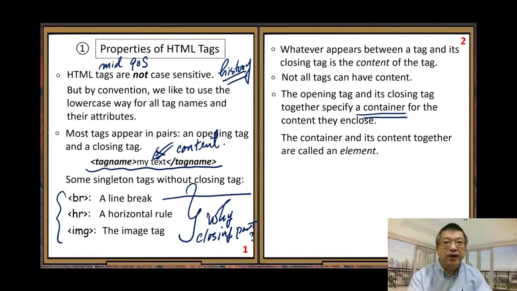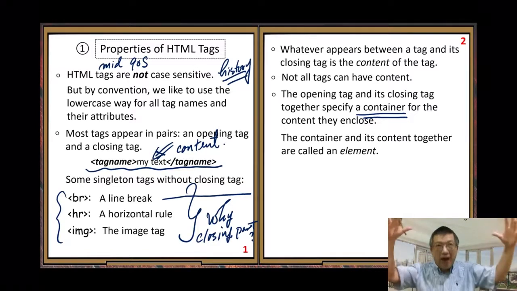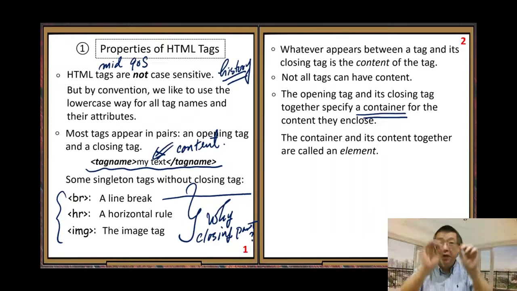The container and its content together are called an element. But inside that element, you can have other smaller elements. That is the nested element structure.